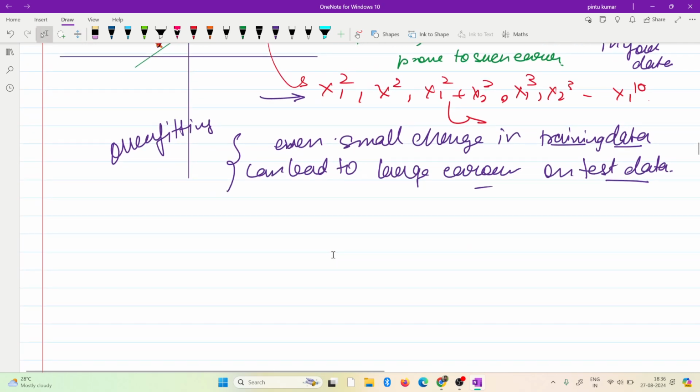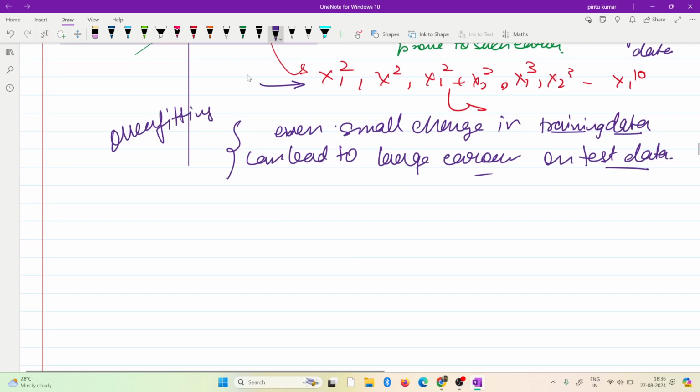Now, what does it mean, training the data set? I think if I explain it this way, my answer would be clear.